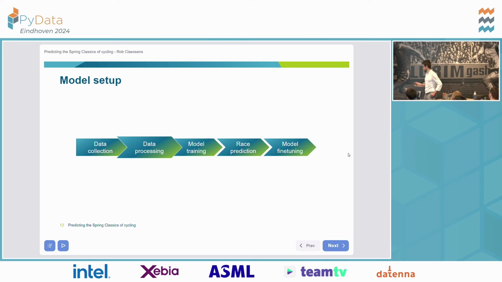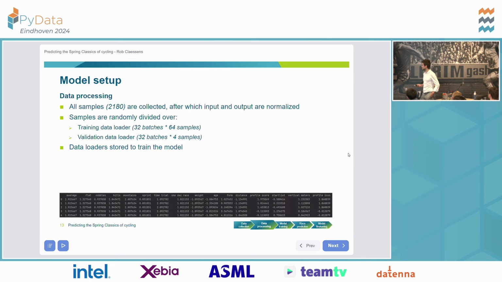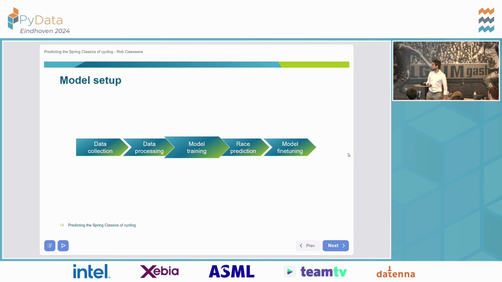A bit of data processing. I think the usual steps. So I collected all the data and I normalized input and output, after which the samples were randomly divided over training and validation data, each containing 32 batches, and they were stored to further train the model. So of course at the bottom you see some normalized samples. That's all for data processing.